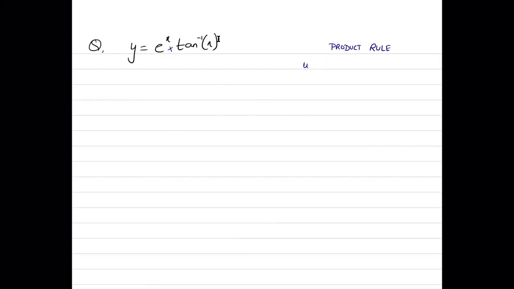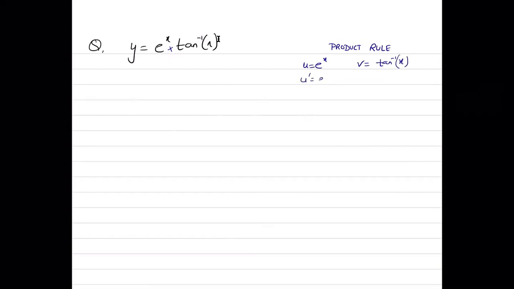What would you do if you were asked to differentiate this equation? What is the first step that comes to your mind? Make it y equals e to the power x times tan inverse of x. You see, e to the power of x is being multiplied by tan inverse of x. So whenever two functions are being multiplied and you are asked to differentiate this, you apply the product rule. So that is going to be the first step. Your u can be e to the power of x and v can be tan inverse of x.